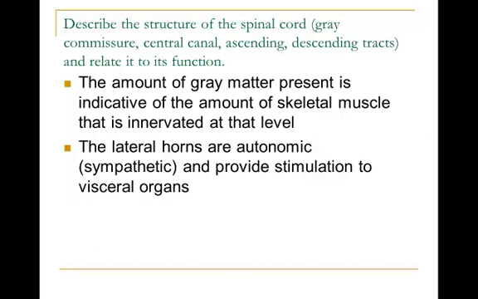The lateral horns carry our autonomic nervous system. So that's the information that's going out to our organs automatically. We don't control that. We'll talk more about that in the peripheral nervous system.